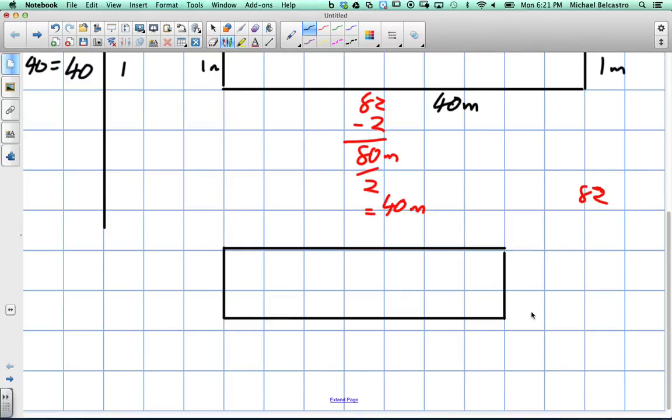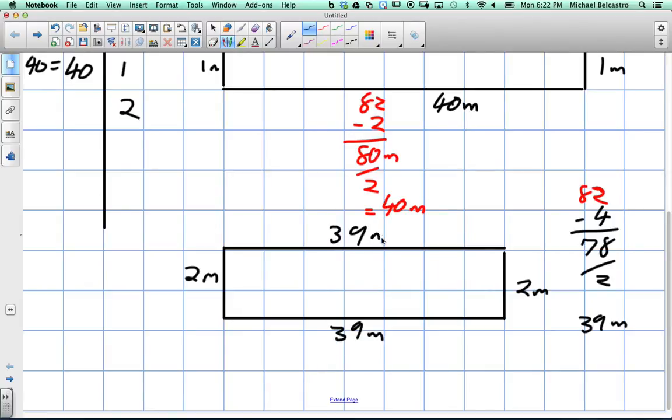So, with that being said, if this is 2 meters and this is 2 meters, we've used up 4 meters, okay? So we subtract 4. We're left with 78. So 78 between the two, we divide by 2, we get 39 meters, okay? 39 meters and 39 meters. If you want to check on your calculators, you can. 2 times 39 gives us 78 as an area.